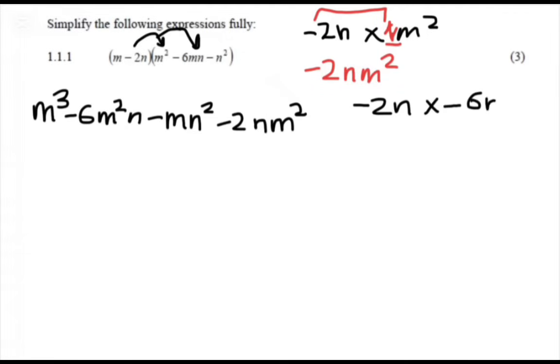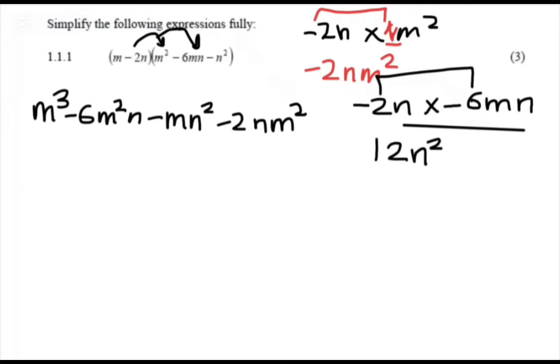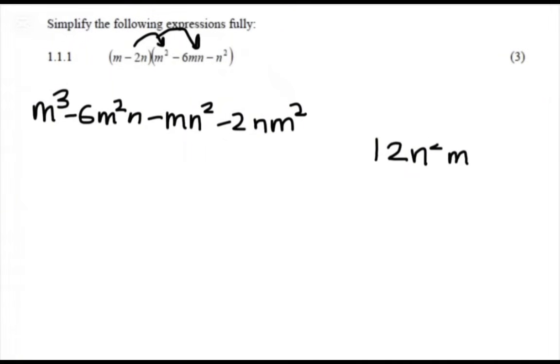I'm going to do the same thing with this one, negative 2n multiplied by negative 6mn. First we start with the numbers: a number multiplied by a number, and a variable multiplied by a variable. Negative 2 times negative 6 gives positive 12. Then n multiplied by n gives n squared, and the m has no other m to be multiplied with, so we keep it the same. So this is plus 12n squared m.